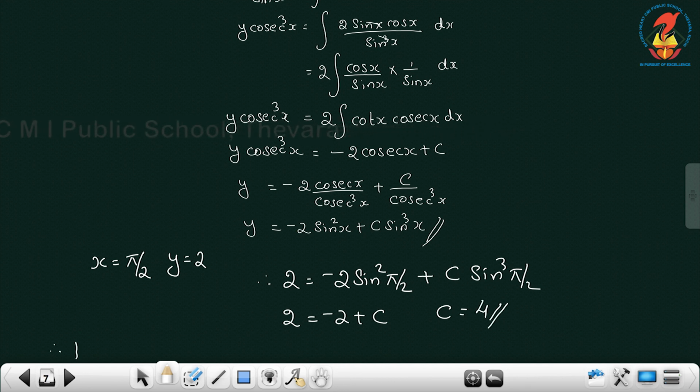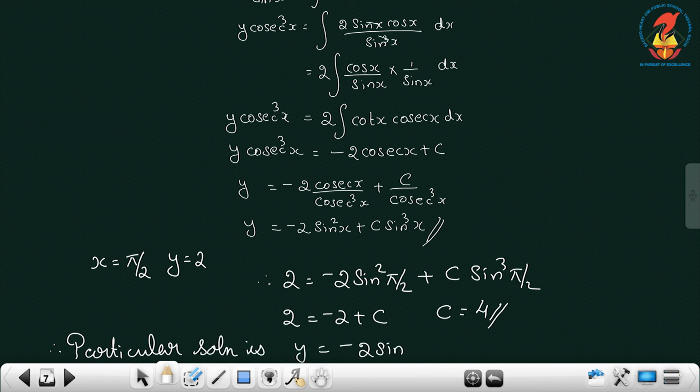Therefore the particular solution is y is equal to minus 2 sin square x plus 4 sin cube x. So that's the final answer.